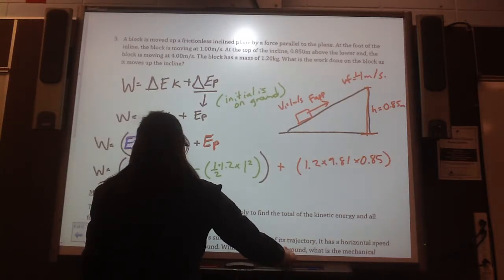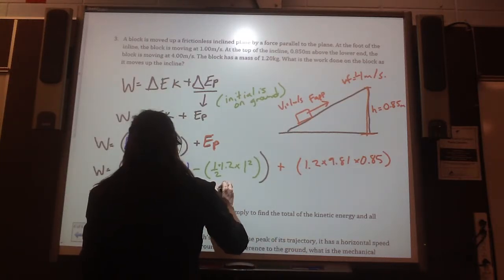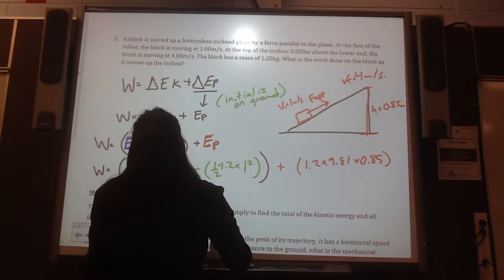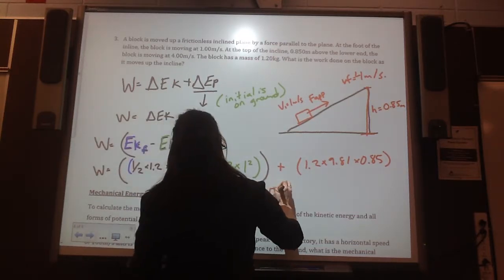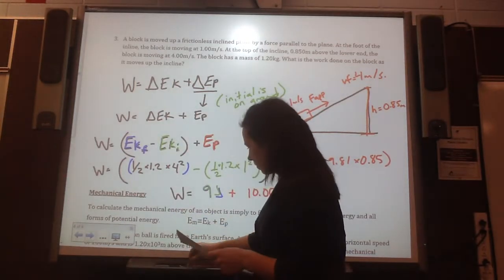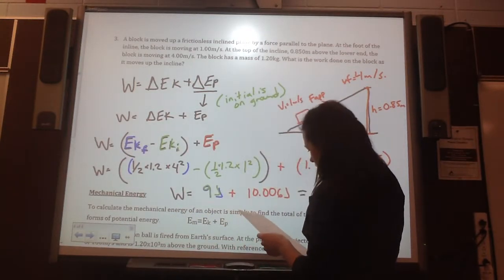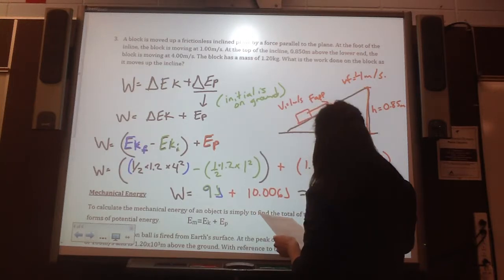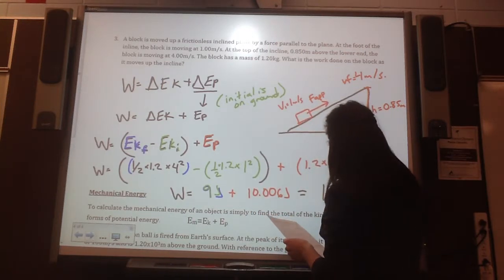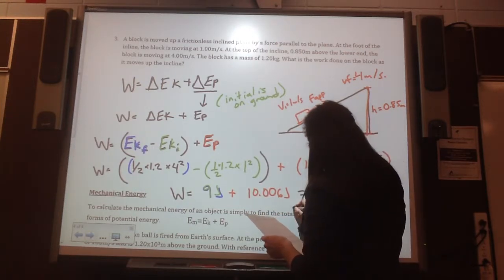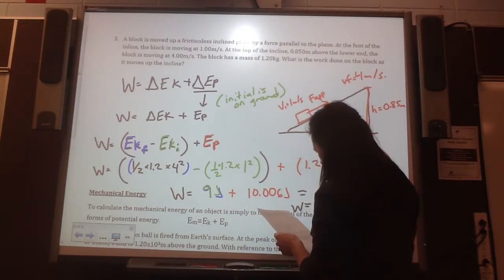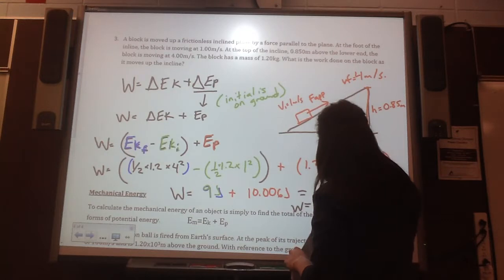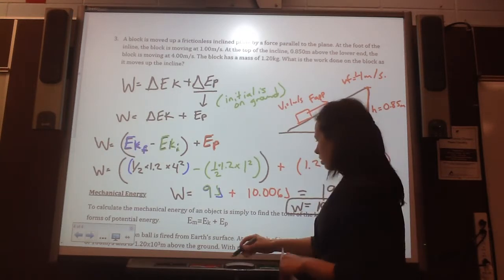And plus 10.006 joules is equal to 19.0062 joules. So final answer is 19.0.